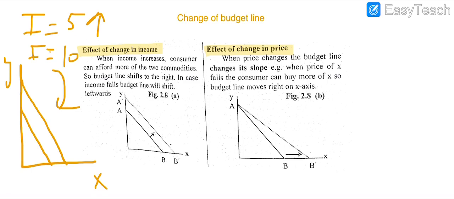Then the budget line will shift parallel. When income increases, the consumer can afford more of the two commodities, so the budget line shifts to the right.